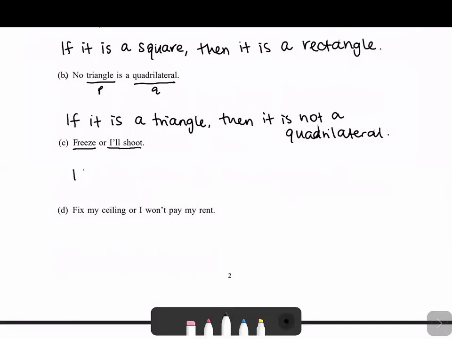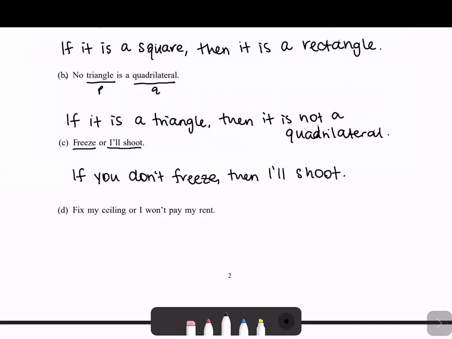So we can write this as: if you don't freeze, then I'll shoot. This or gets transformed into an if-then with a negation in it, meaning if this thing doesn't happen, then this other thing has to happen. So if you don't freeze, then I'll shoot.